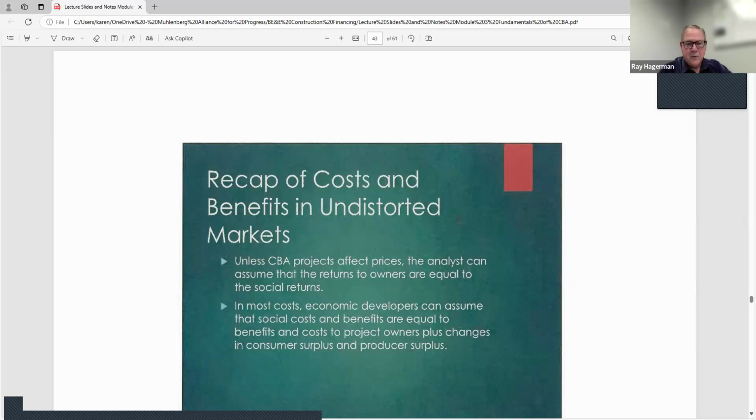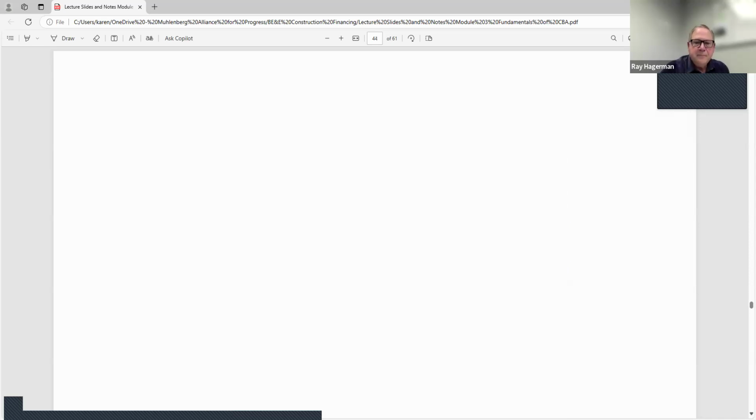Again, as you're looking at a project, always look to see that the returns to the owner, you're always going to assume that the returns to the owner are the same things as the social returns. But you also need to take into consideration any net costs to the consumers as well, or to society rather than just the owners.